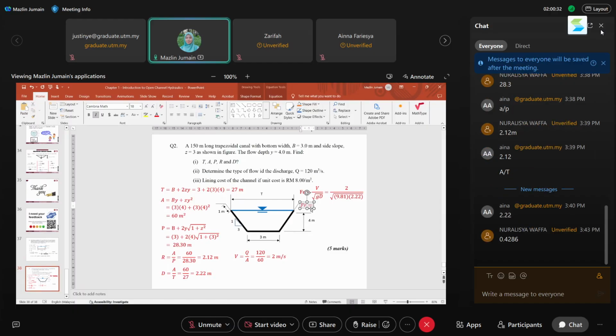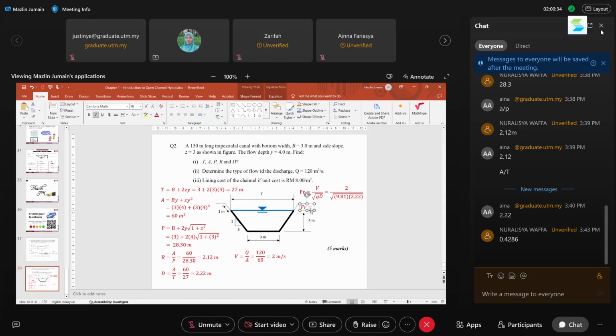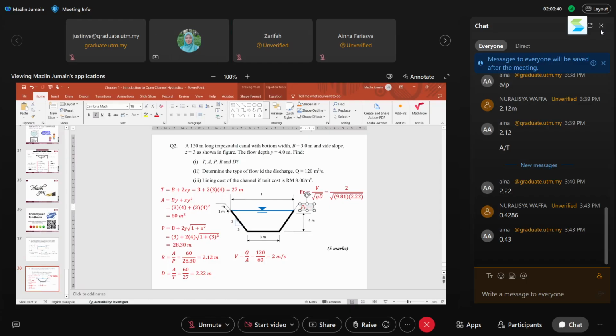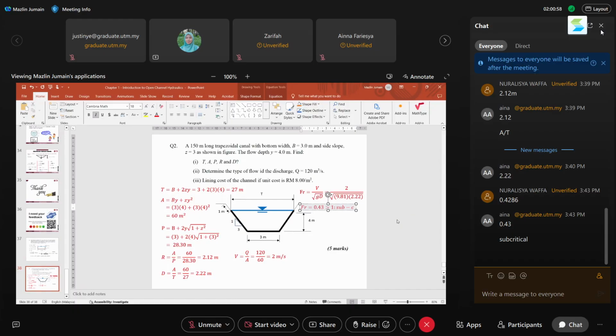So the Froude number, betul, 0.43. 0.43, which is lower than 1. So this one classified as subcritical. Okay.